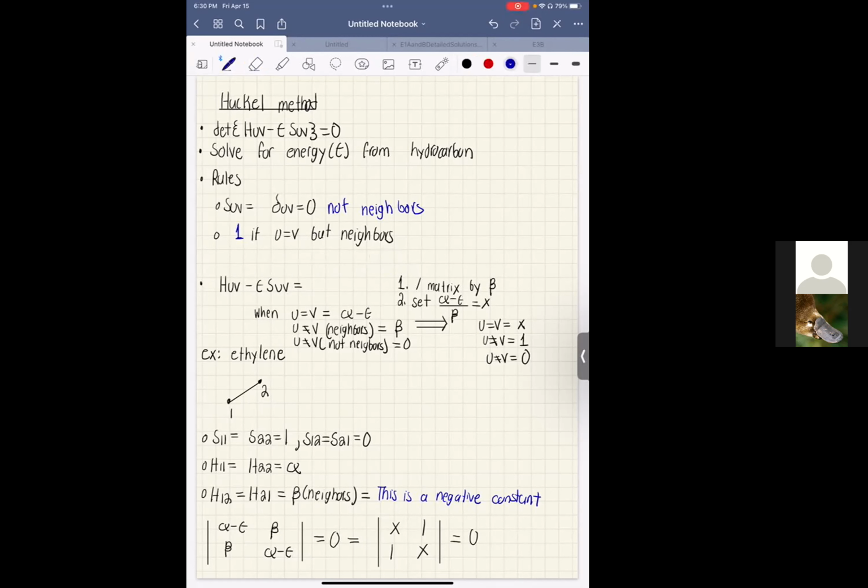If we just wanted the determinant itself and you don't have to worry about H or S, you can say if U equals V, it will be this term. If U doesn't equal V, it will be this term, and if they're neighbors, they equal beta. Finally, if they're not neighbors, it equals 0. And if you want to put it in terms of X to solve for the energy, you can use this here.